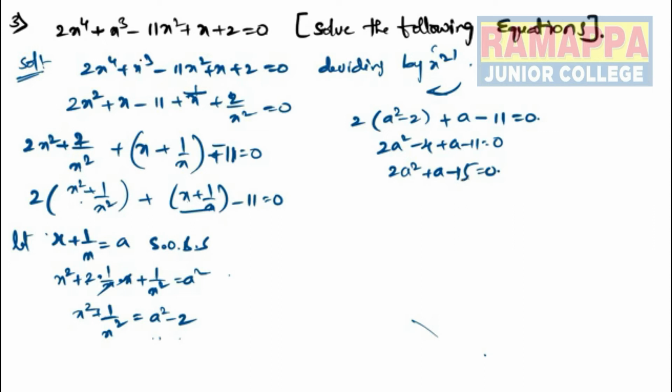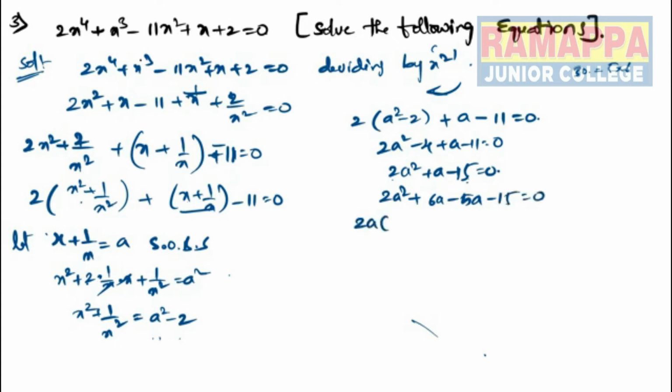So after that what we have to do is factorization. So this factorization we have to do here. So 15 into 2 is 30, and it will become 5 into 6 is 30. So I can take it like that. Okay, so 2a square plus 6a minus 5a minus 15 is equal to 0 here.